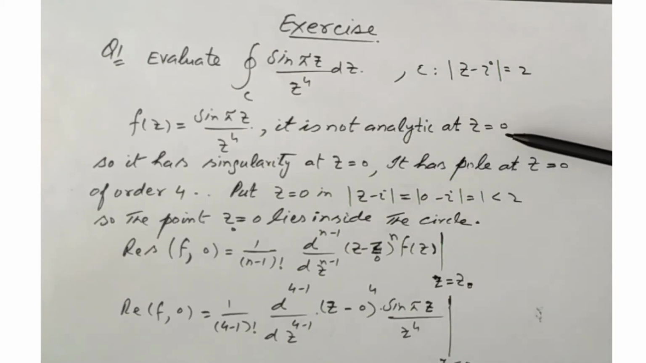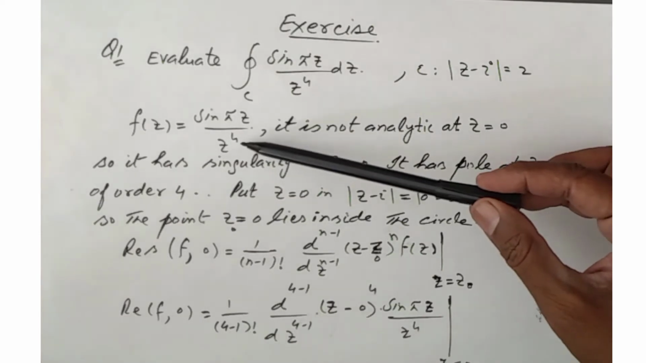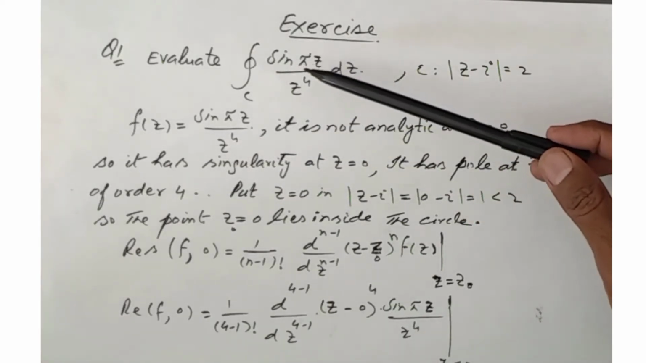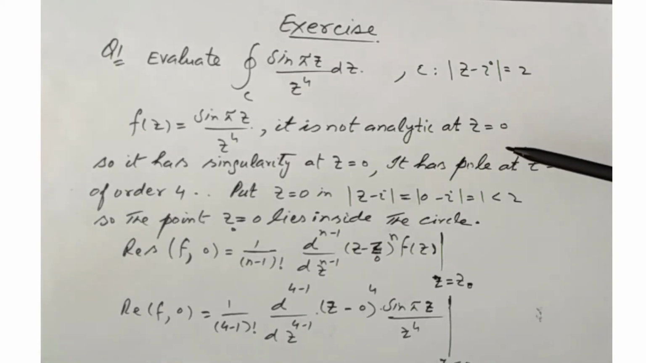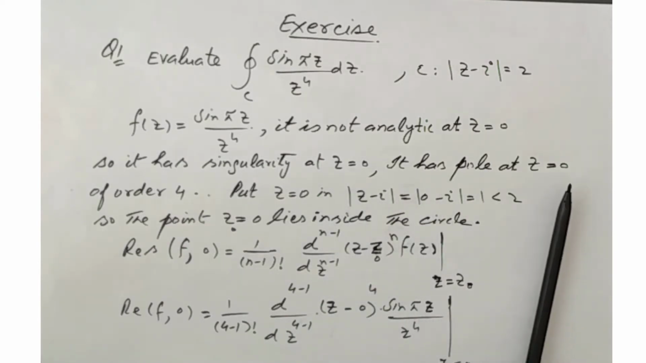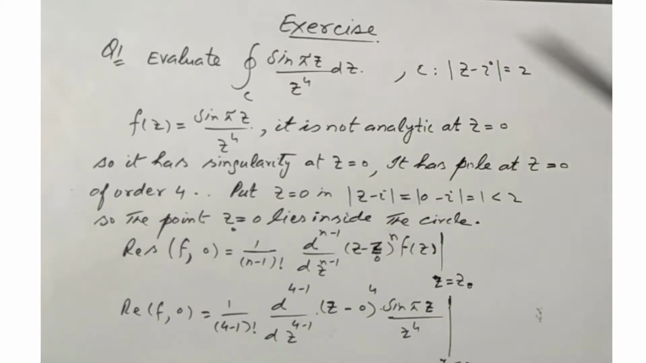It is not analytic at z equal to 0, because when we put here z equal to 0, the total becomes infinity, and so the function is not analytic at z equal to 0. Now you see, it has singularity at z equal to 0. It has pole at z equal to 0 of order 4. Because of this 4, we say it has order 4.